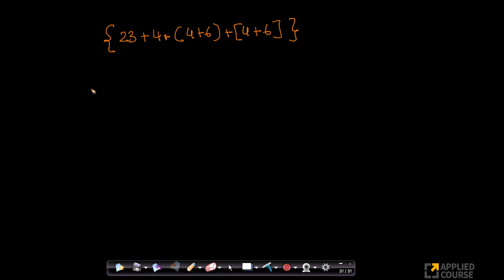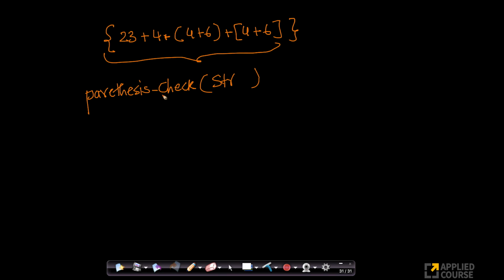First thing, I'll tell you the pseudocode. Let's assume we have a function called parenthesis check, into which you insert this whole thing. You give this whole thing as a string. Let's call this string str. Now this parenthesis check should return 1 if everything is balanced. If it is not balanced, it will say here is an error. What do we do? Let's go through the intuitive part of it.